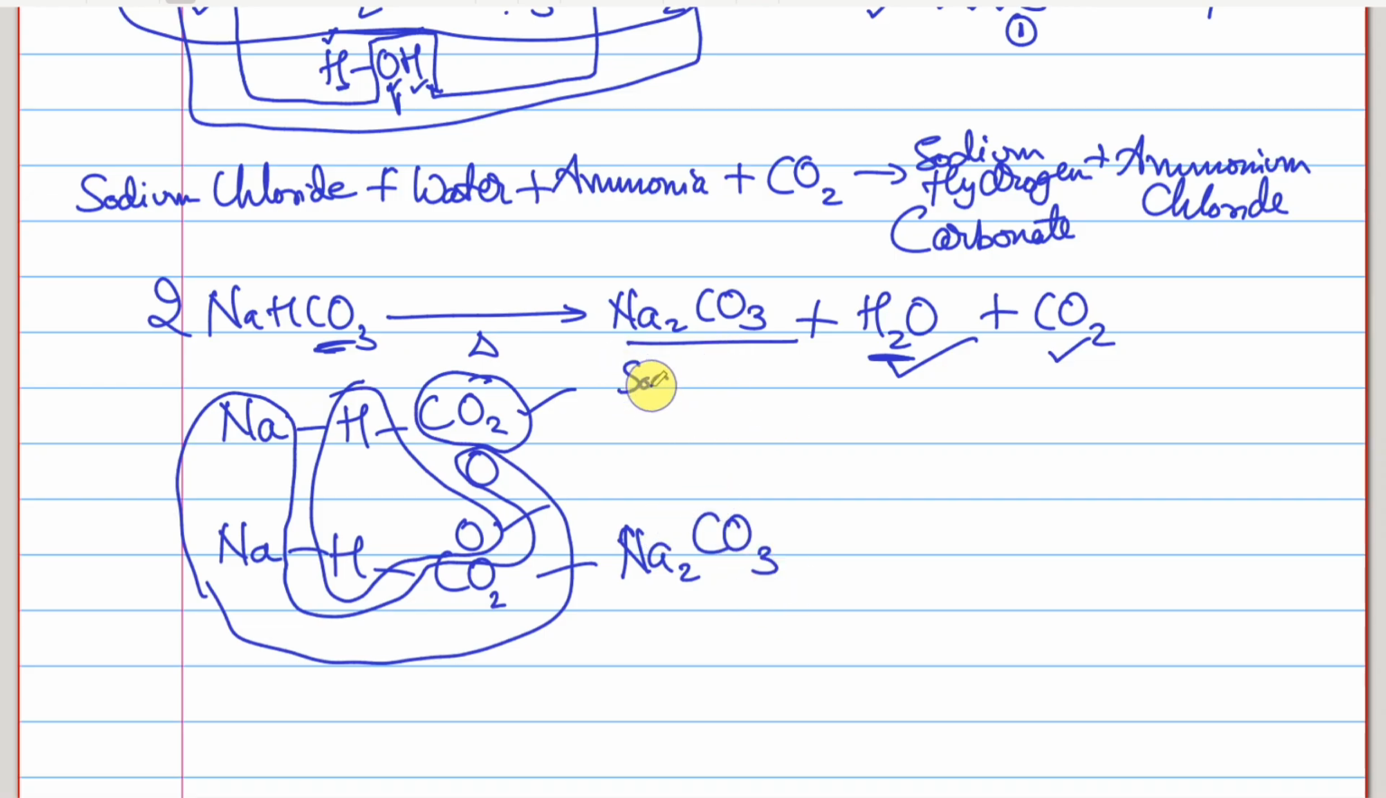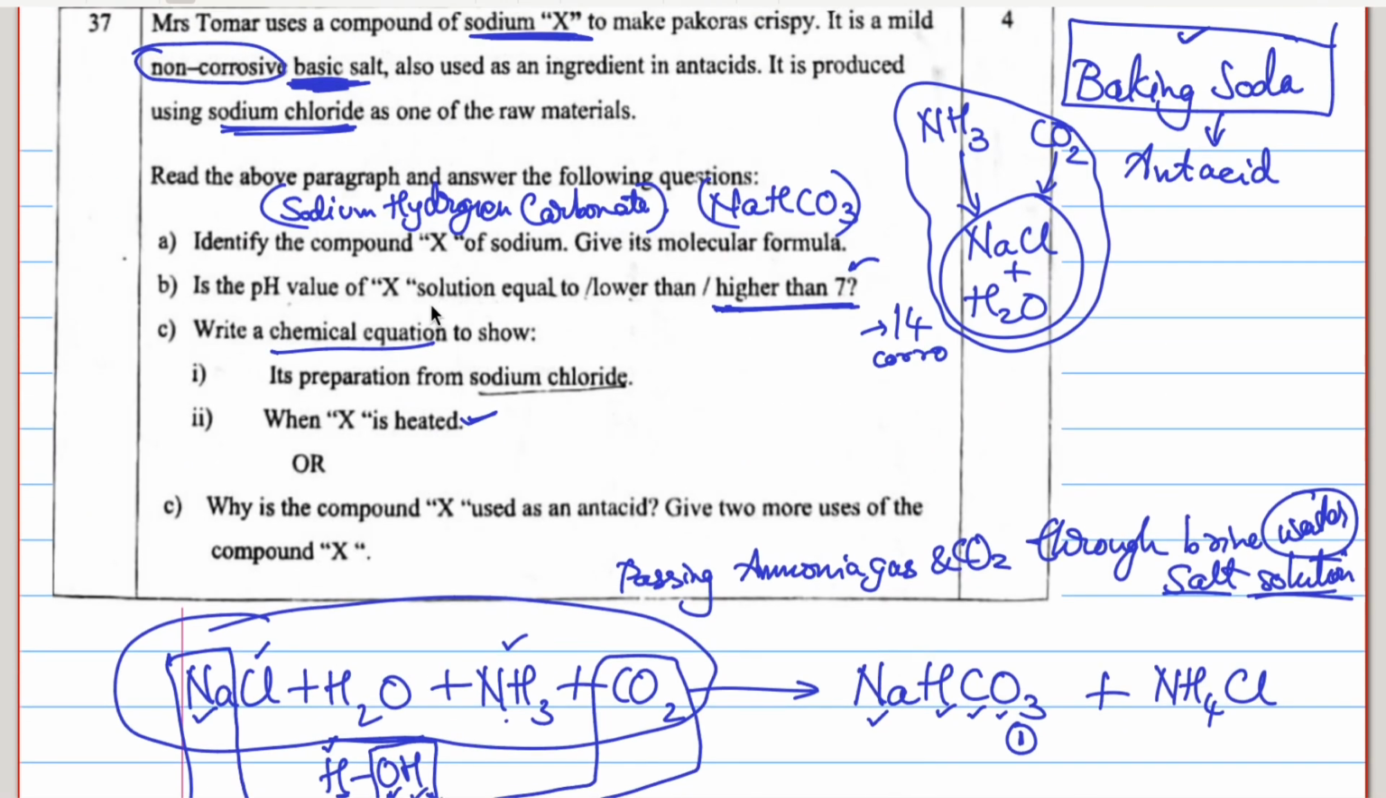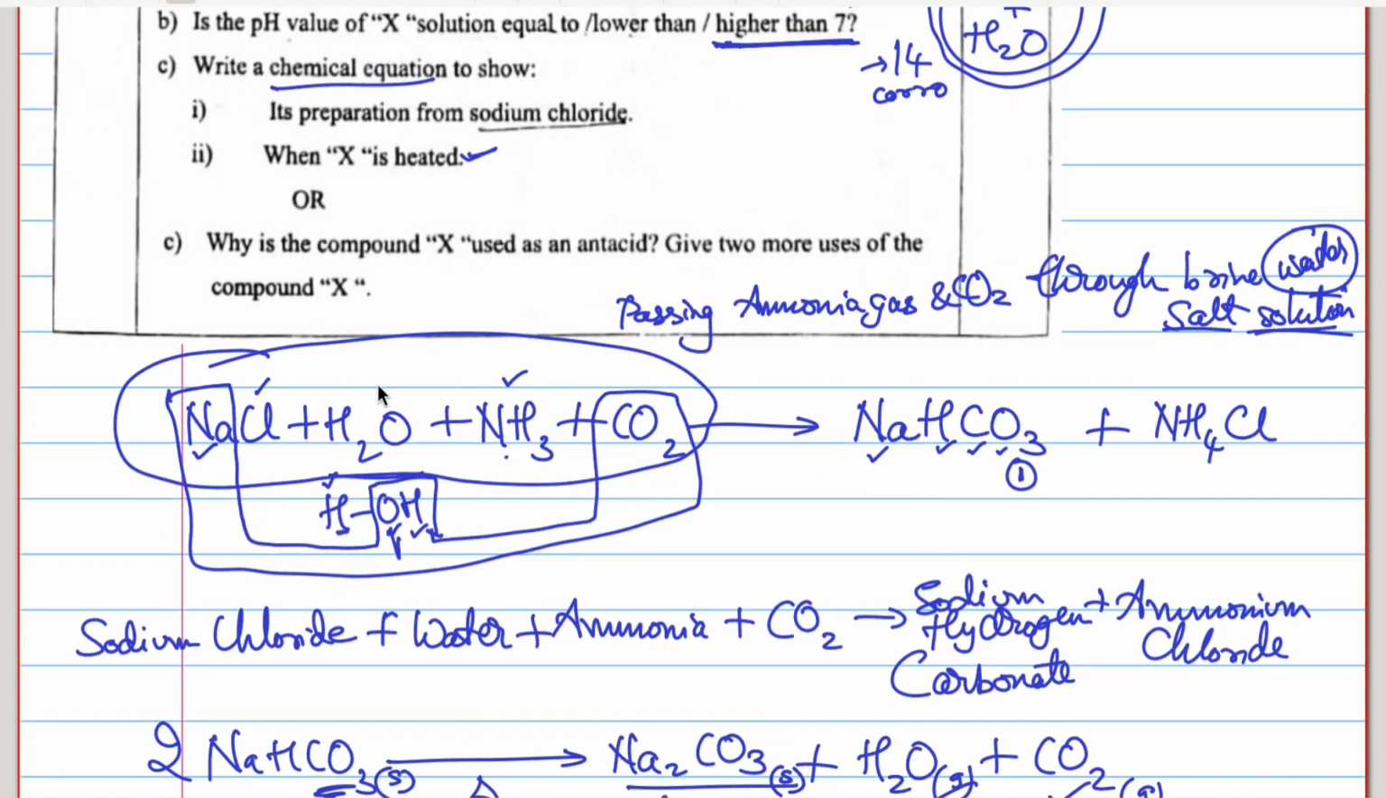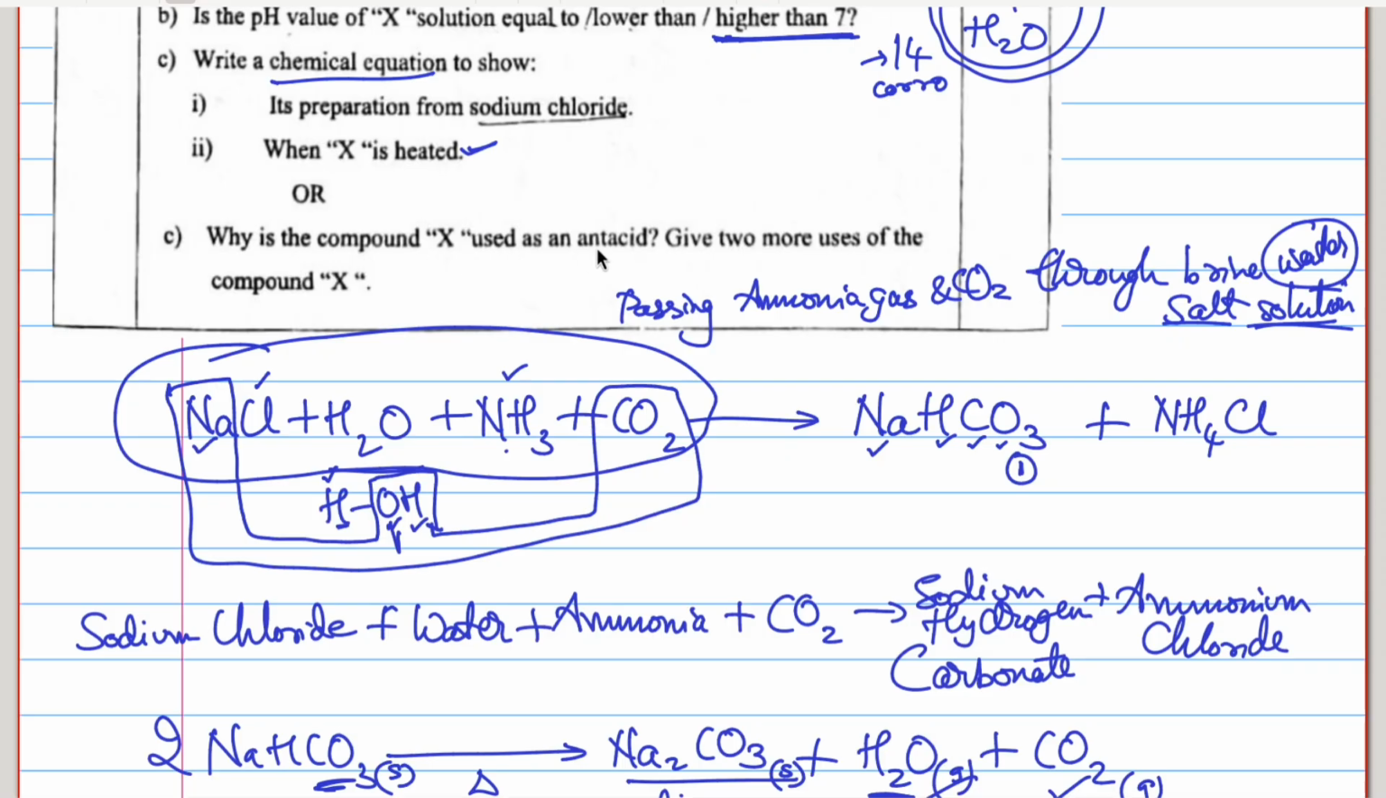So sodium carbonate, water vapor, and carbon dioxide gas will be formed. Just write down gas, gas, solid, solid. This is the reaction taking place for the second reaction which they had asked. Next sub question: why is compound X used as an antacid?